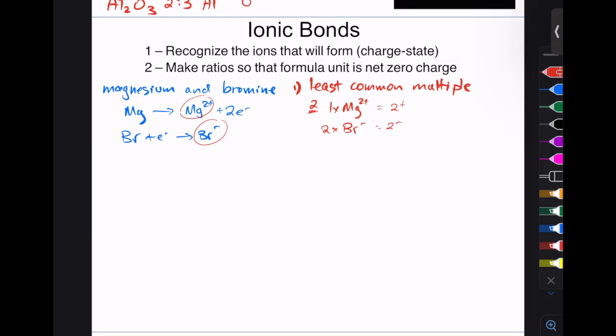Now we always list in an ionic compound, right? We always list cations first and anions second. This is just part of the nomenclature rules that you'll learn about on your own. So when we do that, we're going to list the cation first, that's Mg, and the anion second, Br, and now we're going to put our subscripts in to show what the ratio is for the lowest, for the net neutral pairing. That's going to be MgBr2.